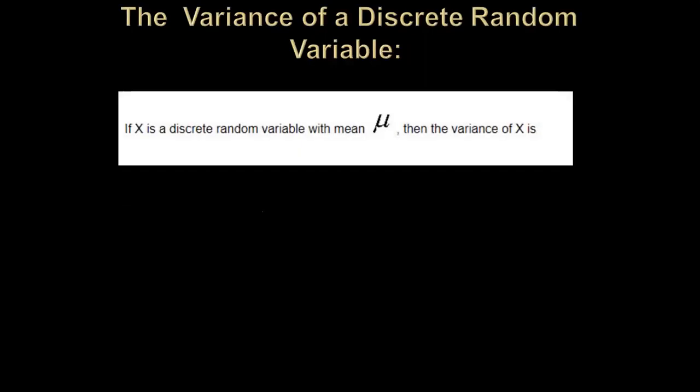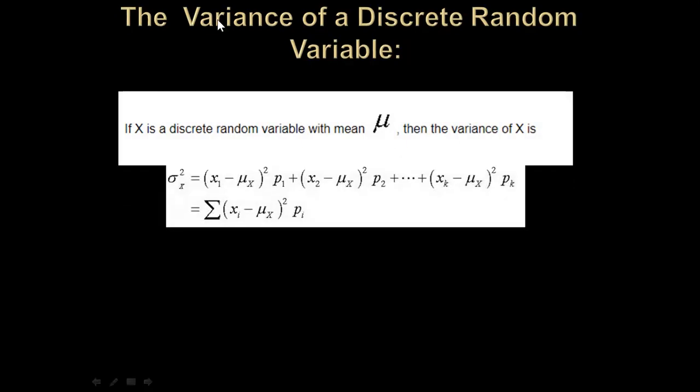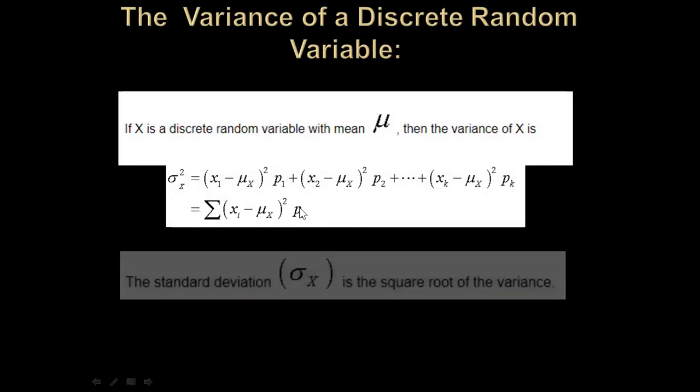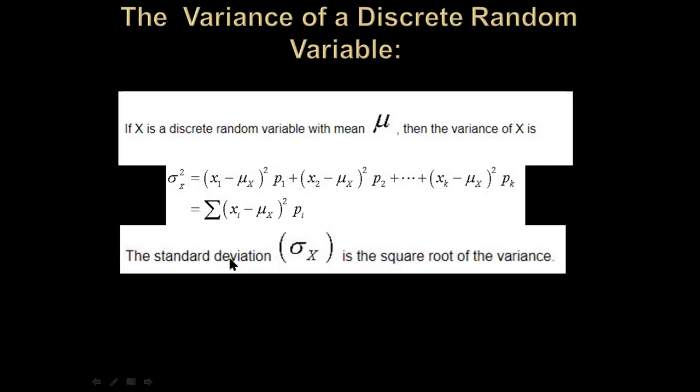If x is a discrete random variable with mean mu, then the variance of x is given by this formula: sigma of x squared is equal to the summation of this quantity, each individual element of x minus the population mean of x, squared, multiplied with the probability. The standard deviation, sigma x, is the square root of the variance.